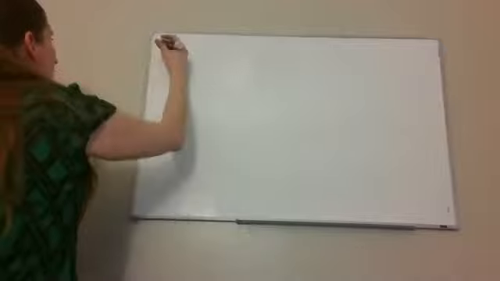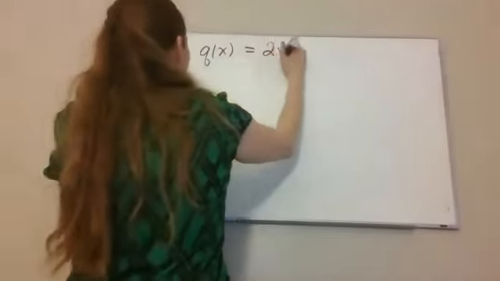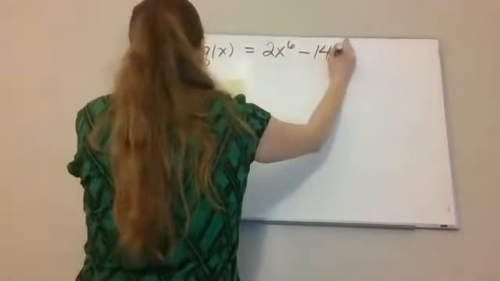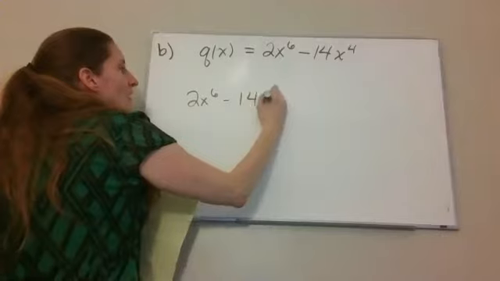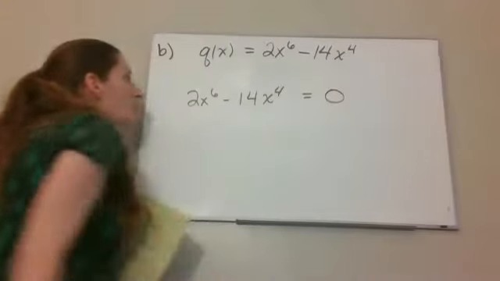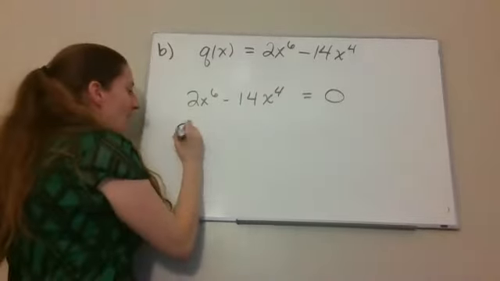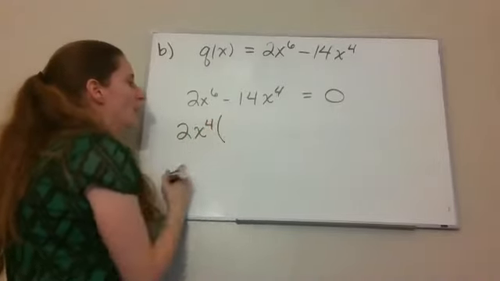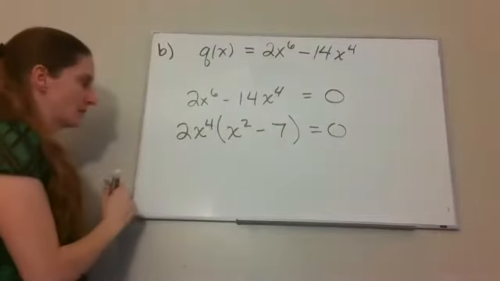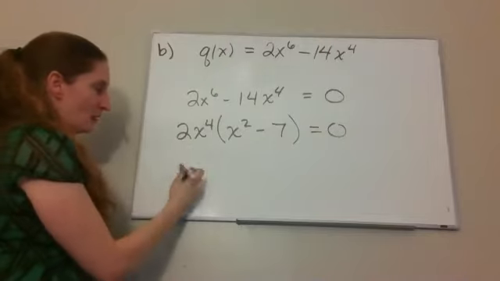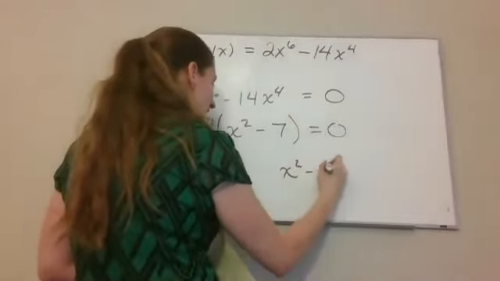So find all the zeros and the multiplicities for q of x equals 2x to the 6th minus 14x to the 4th. To find the zeros, we know we need to solve our function equals 0. And we should do this with some factoring. Pull out the greatest common factor. They have a 2 and an x to the 4th in common, leaving an x squared and a minus 7. So the 2 isn't going to be 0, but I have x to the 4th equals 0, or x squared minus 7 equals 0.